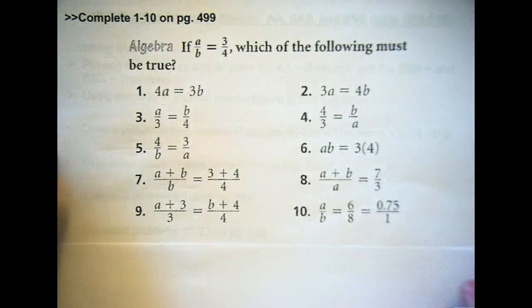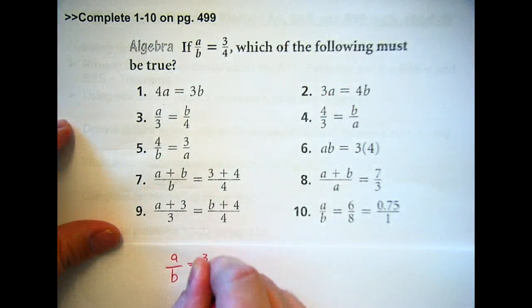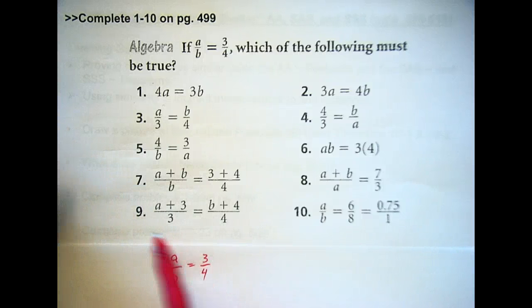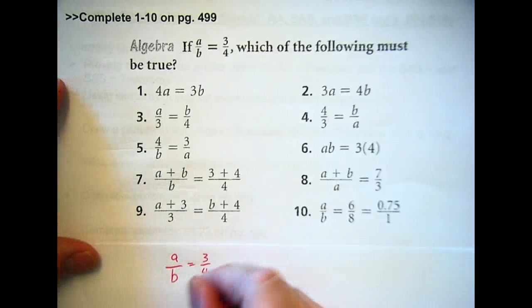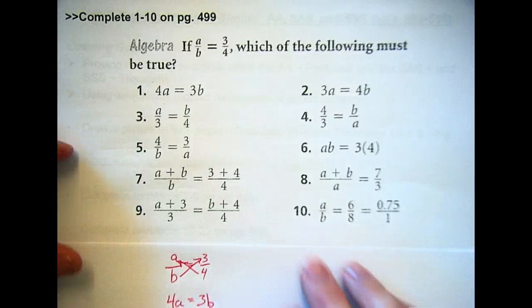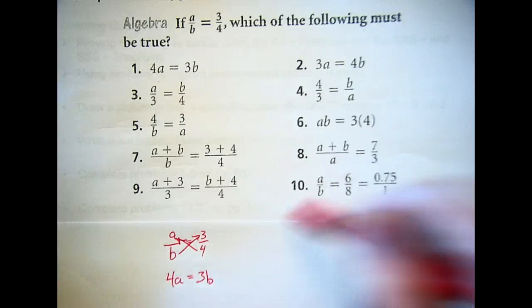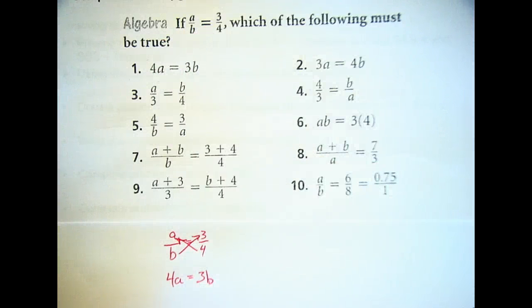If you're struggling getting started, guys, if we know A over B equals 3/4, what's the first step in solving a proportion? Yeah. Go ahead, Jody. Cross multiply. So we get 4A equals 3B. So that'll be a hint for some of you. If you can make these equal 4A equals 3B, then they're true. Okay? So keep working on it. They get more difficult, but on most of those, start by cross-multiplying.